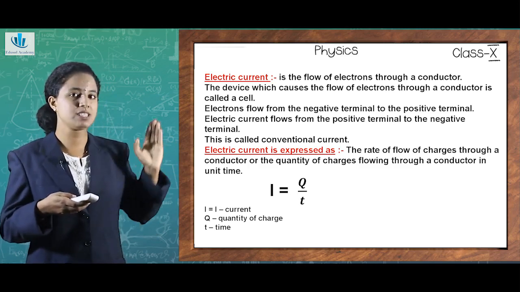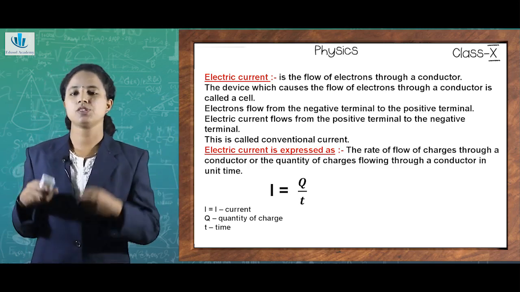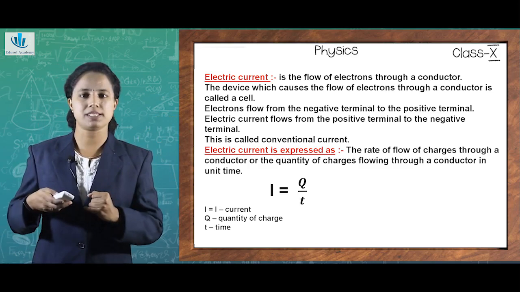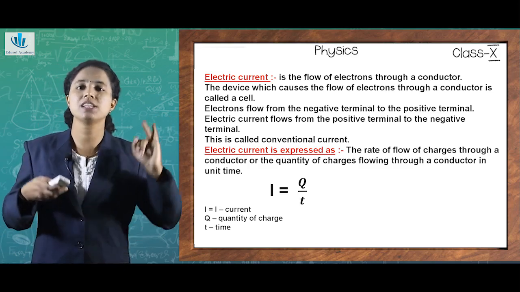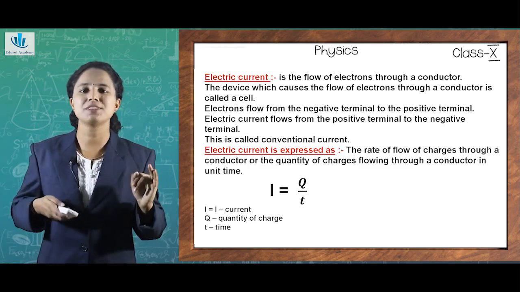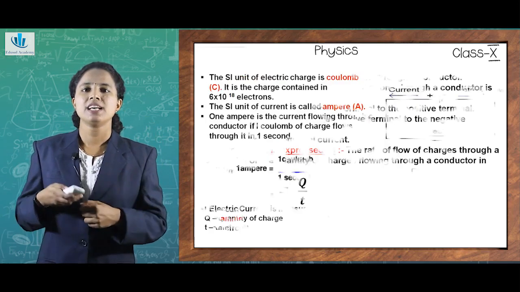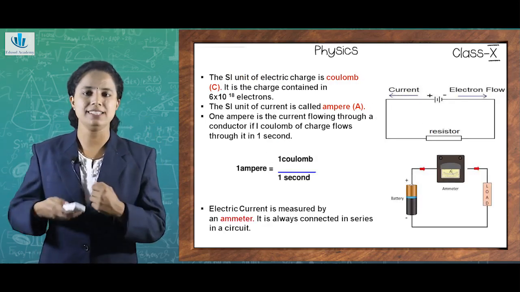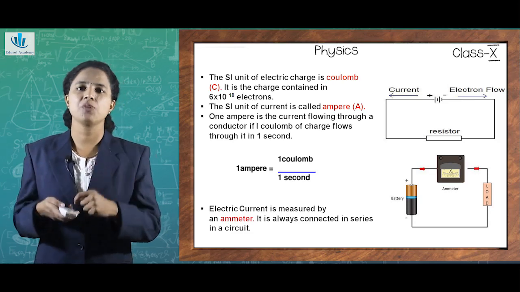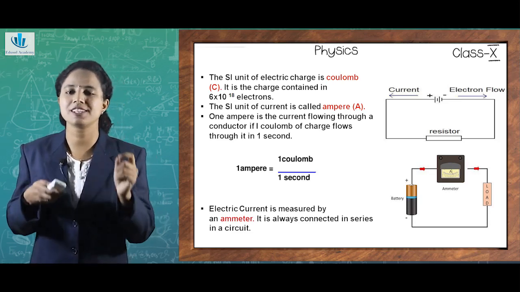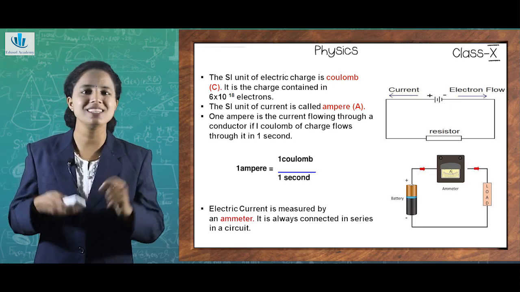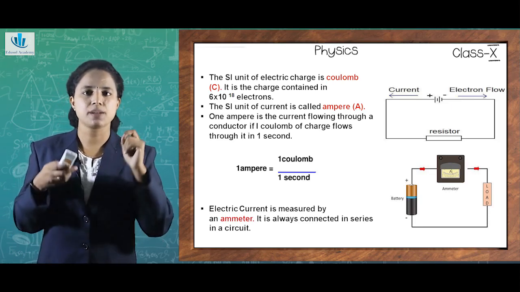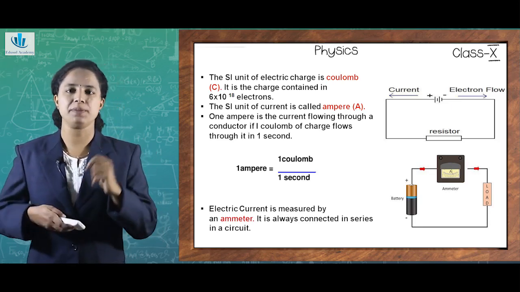That is, I equals Q by T. So, I represents current, Q represents the quantity of charge and T represents the time. So, the general formula is I equals Q by T, isn't it? The SI unit or the standard unit of electric charge, which is represented by Q, is Coulomb. It is represented by capital C.